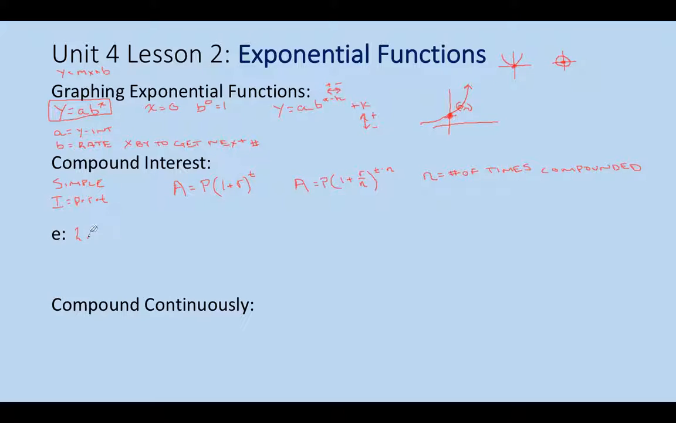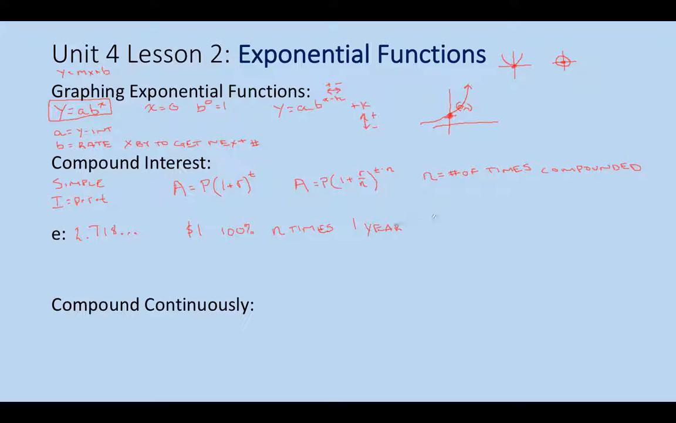It's 2.718... It's an irrational number like pi. But here's where you get it from. We take this equation right here, or this one, and we just say, all right, we're going to have an initial investment of $1, and it's going to have a rate of 100%. So you're going to get 100% return on your investment, n times per year for 1 year.